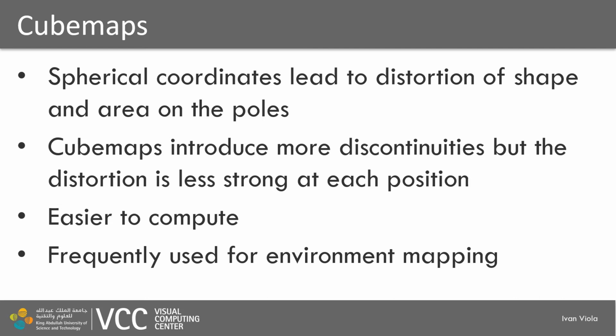The discontinuities or the distortion created through cube maps is always where 2 faces meet in an edge. There is a small distortion, but often this doesn't lead to any noticeable artifacts. Cube maps are also easier to compute, and they can also be used for so-called environment mapping. So not only for texture mapping, but also for representing an environment nearby our object. We will be talking about environment mapping at the end of this lecture.